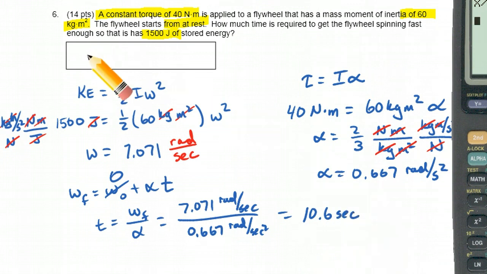10.6 seconds. Just to review, the key concept was to use an energy equation to get a final angular velocity, use torque equals I alpha to get the corresponding acceleration based on our given torque, and then use a constant acceleration equation to get the time.